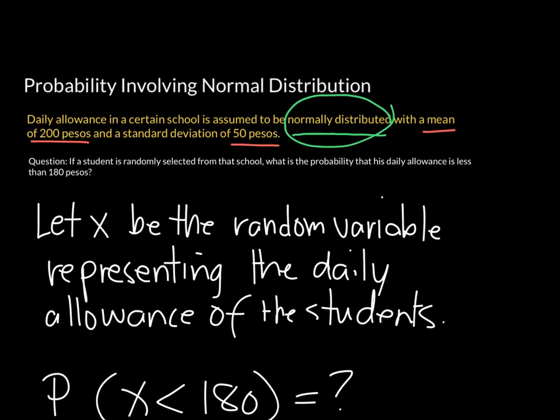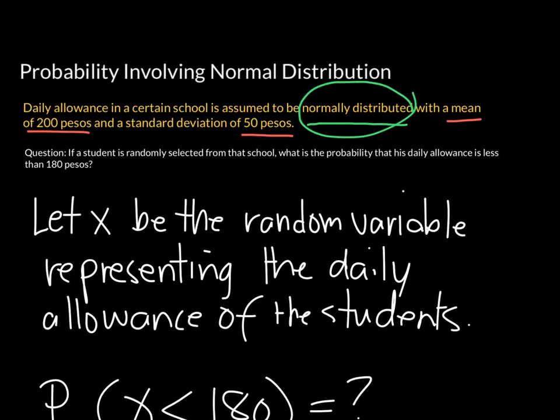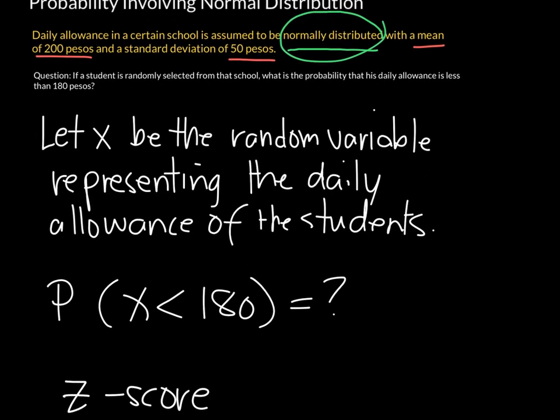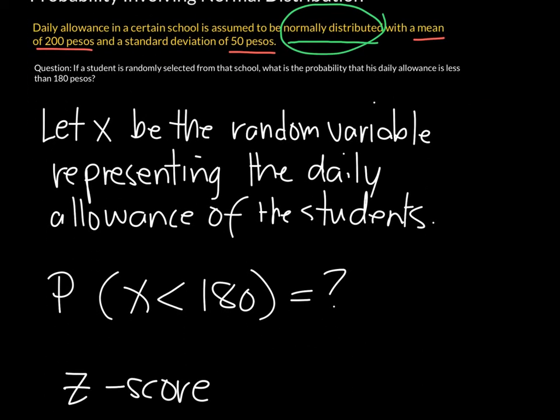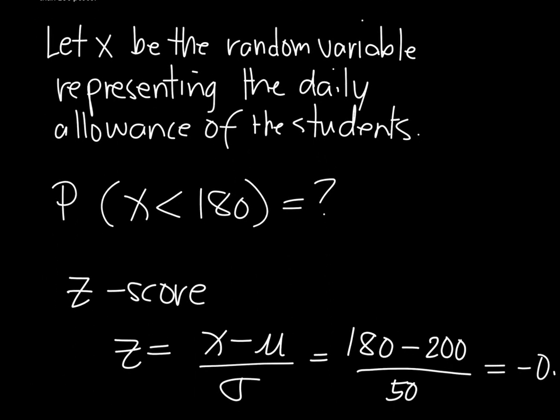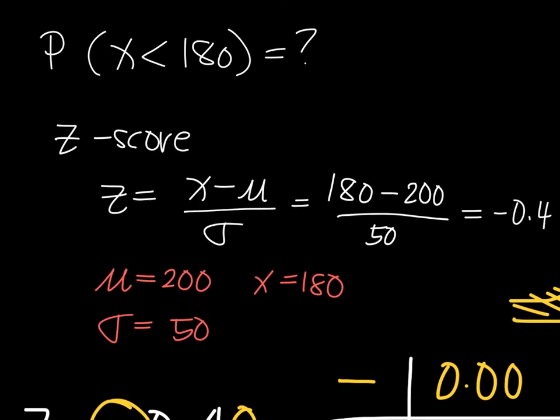Okay, so let's summarize what we have done to compute for a certain probability. First and foremost, before we perform this process, we need to make sure that the distribution is a normal distribution. And then you have to set a random variable to represent the values that are being talked about in this problem, and that is the daily allowance of the students. Then set up the symbol of the probability that we want to find, and that is the probability of x less than 180.